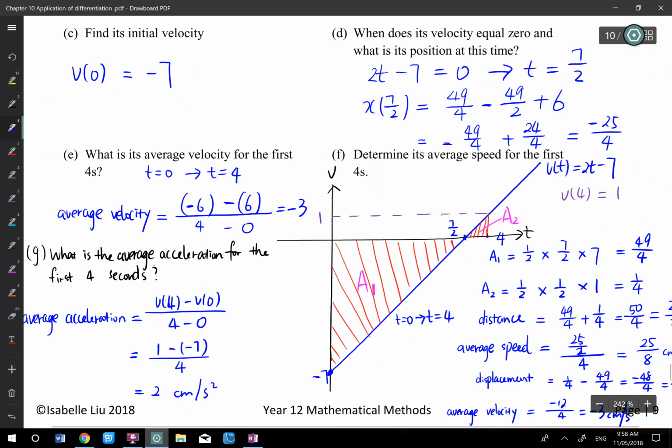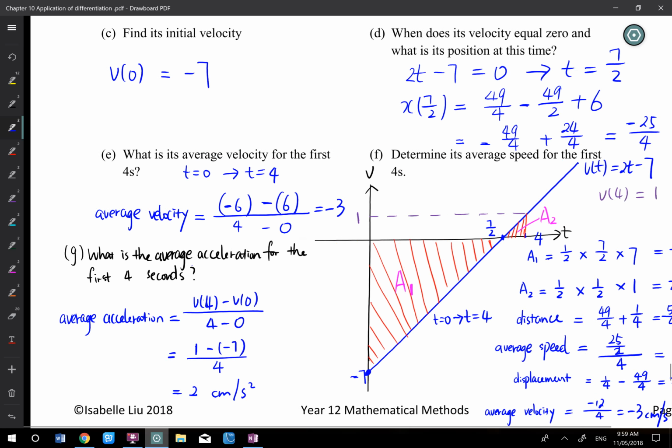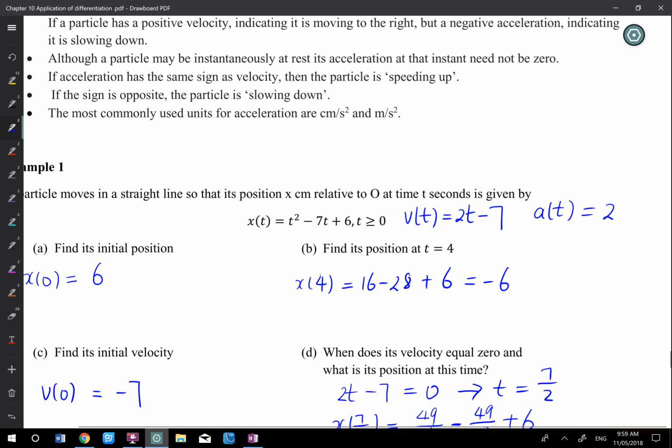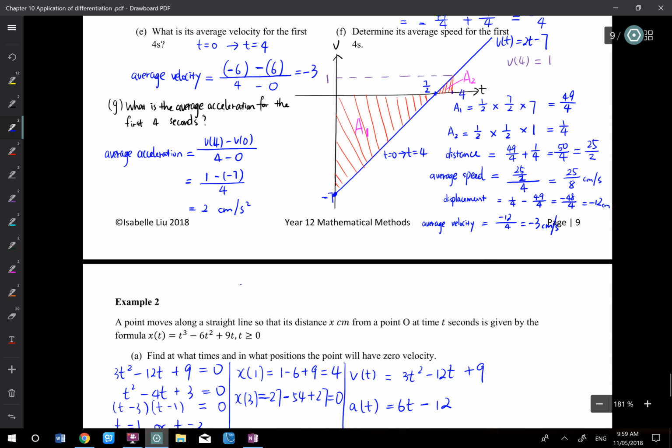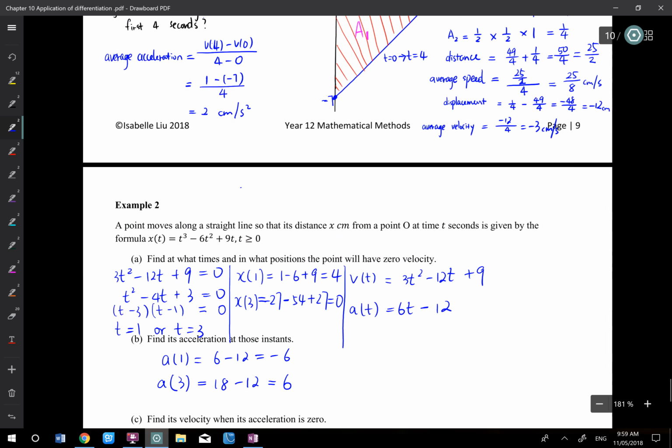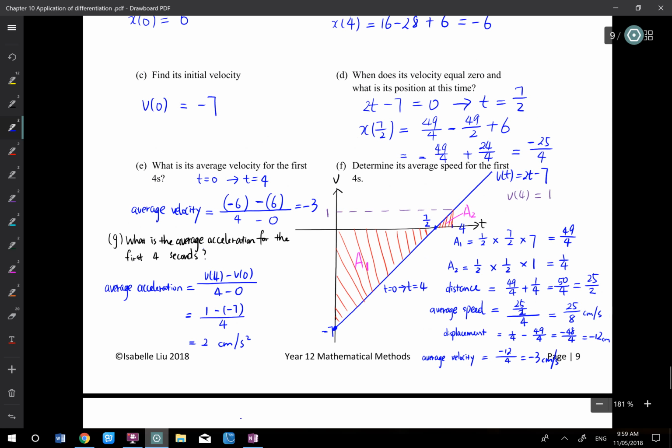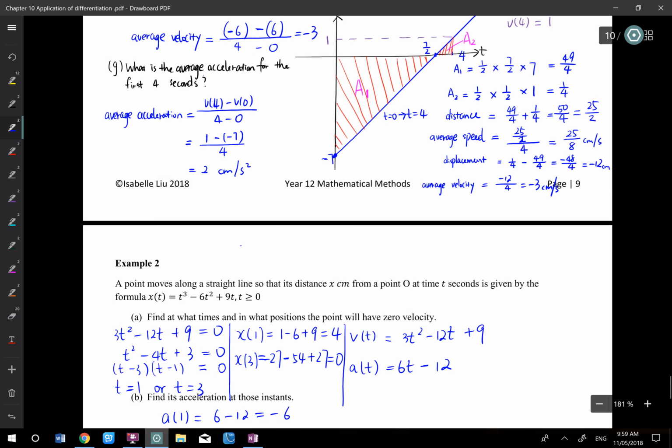How we can use the VT graph to help us work out the distance and displacement, and how we use differentiation to go from xt to vt and vt to at. If you can do this question, that's all fine. We have covered everything so far. You can use the rest of the time to finish example 2 and example 3, and you can check answers with me later. And that's the end of chapter 10.